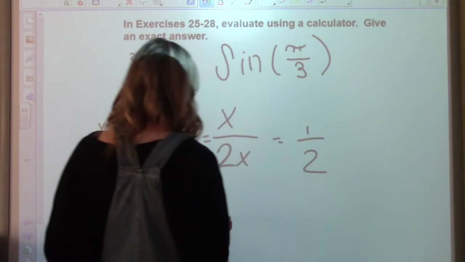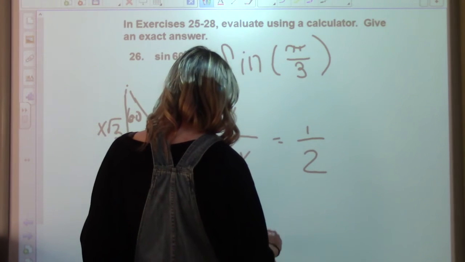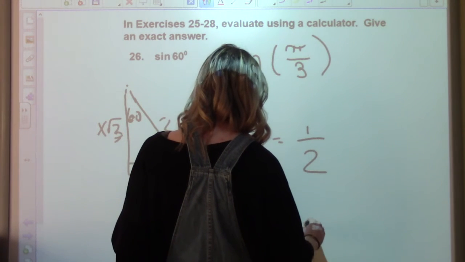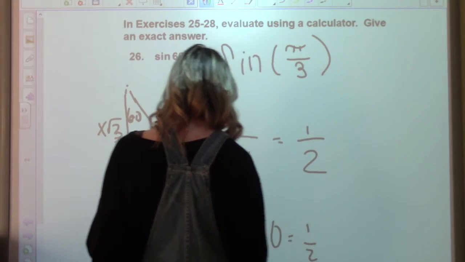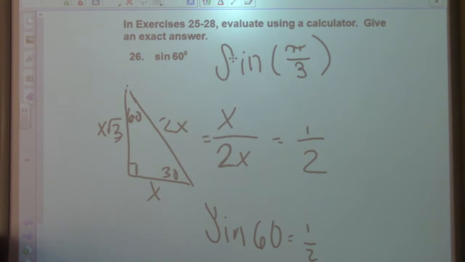Mr. G, I have a question. I understand that 2x is always the hypotenuse for 30, 60, 90 triangles, but how do you know which side x goes on and which side x square root of 3 goes on? Okay, that's a good question.